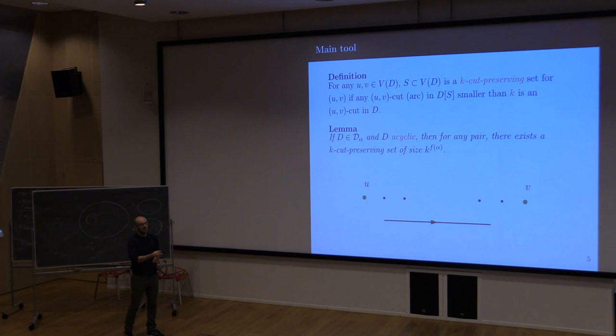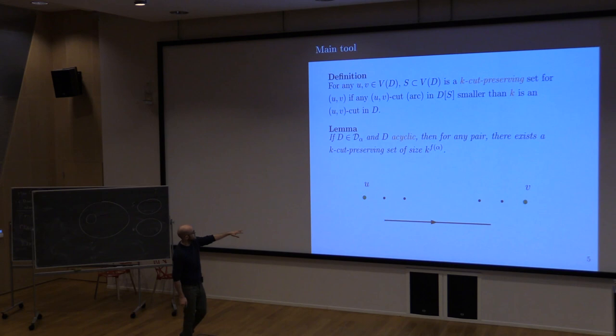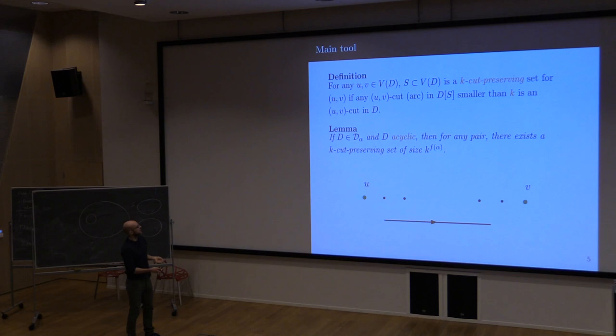Since the tournament is transitive, you have an enumeration of the vertices so that all the arcs go in one direction. This is what people usually call the topological order, and this is what I represented here. For this order, if you want to go from U to V, the vertices before U and the vertices after V don't play any role. So the picture is the following.